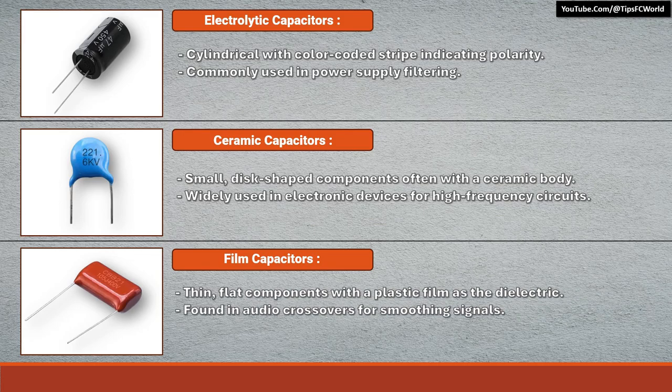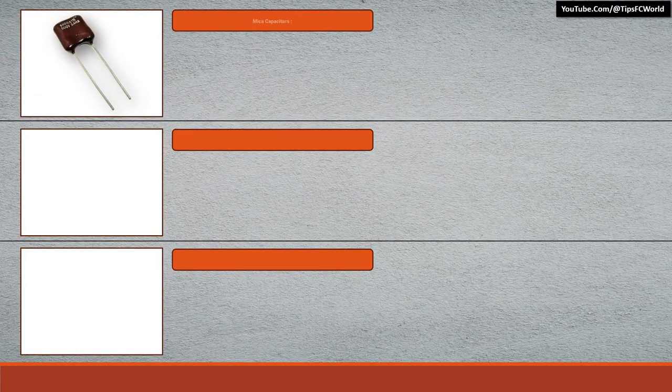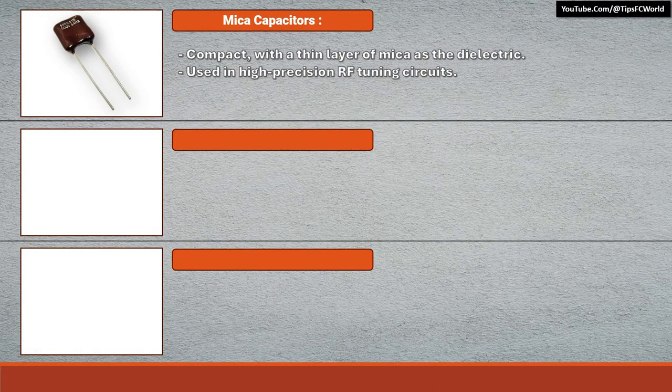Film capacitors, thin, flat components with a plastic film as the dielectric. Found in audio crossovers for smoothing signals. Mica capacitors, compact, with a thin layer of mica as the dielectric. Used in high-precision RF tuning circuits.